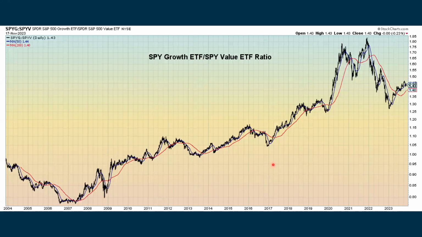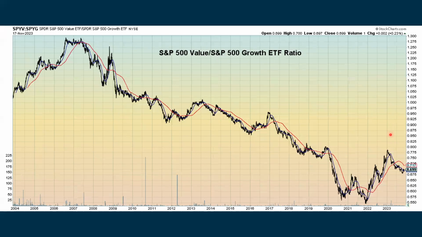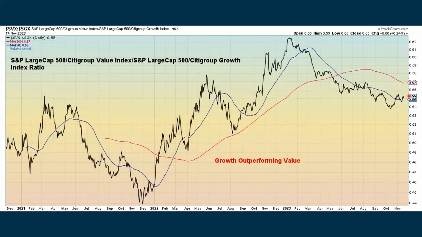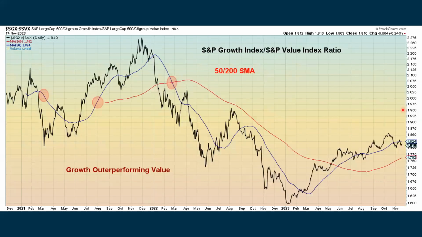Here is an ETF showing how growth is outperforming value. And here's an inverse showing how value is underperforming growth with the ETFs. Then we look at some other index charts here showing how growth has been outperforming value, even though growth has been coming down in this ratio. And then we look at value to growth, a little shorter term chart showing how value has been underperforming, even though it's been bouncing back up lately. Then we look at the other indexes showing that growth continues to outperform value, even though it's been pulling back.